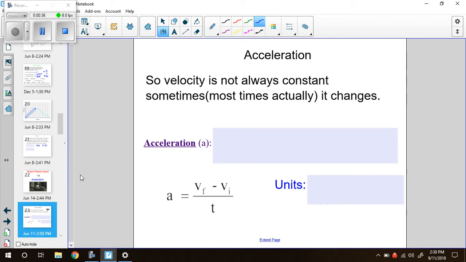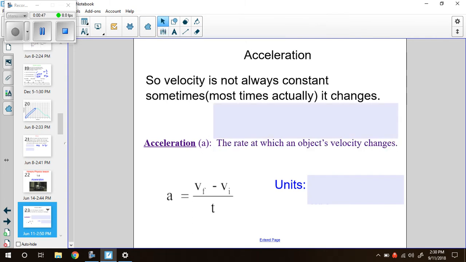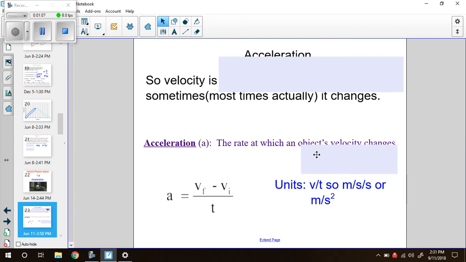So when velocity is not constant, so up until this point, velocity has been constant, or we've been only looking at instantaneous velocity. But when it's changing, we have something called acceleration. So acceleration is the rate at which the object's velocity changes. And that's given by the formula of velocity final minus velocity initial over time. So the change in velocity, how much it's changed by over how much time it took to change. And the units for that are going to be meters per second squared.